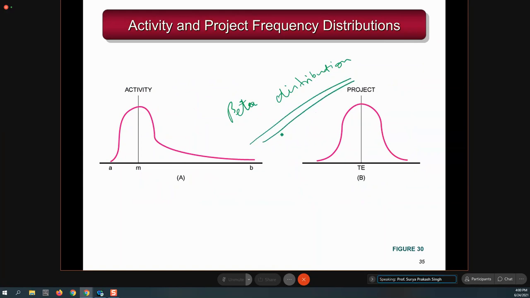Okay. So the beta distributions, and this is normal distribution. If you say, you must have heard this curve. This is normal distribution. Okay. So your activity follows beta distribution. However, your entire project follows normal distribution. So एक project के अंदर, let's say we have hundreds of activity. So every activity follows beta distribution.